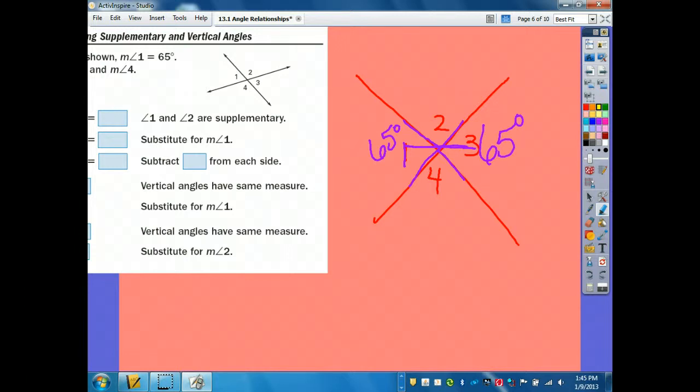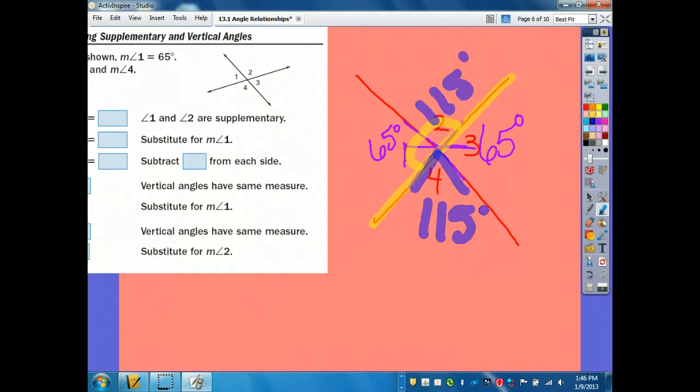What's another way? Since there's a straight angle, you can take 65 subtracted from 180. Love it. She said because there's a straight angle. There's lots of straight angles. We can use this straight angle because then 65 and whatever number 2 is has to equal what? 180. So 180 minus 65 is what? 115. So that means this one is its vertical angle, so number 4 is also 115.